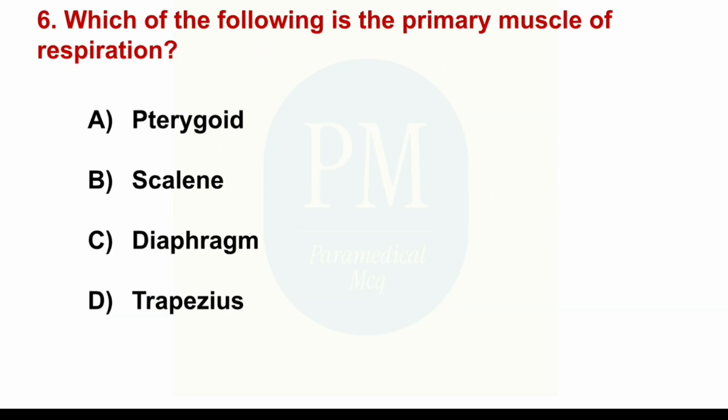Which of the following is the primary muscle of respiration? Option A. Pterygoid. Option B. Scalene. Option C. Diaphragm. Option D. Trapezius. The correct option is option C. Diaphragm.